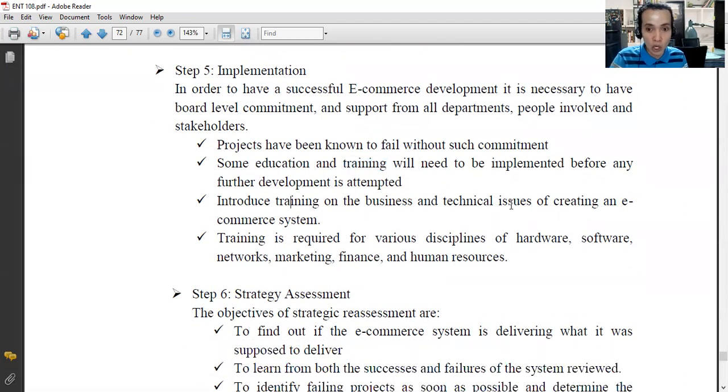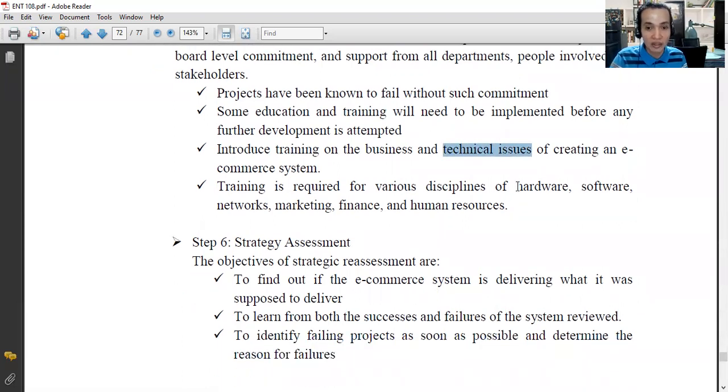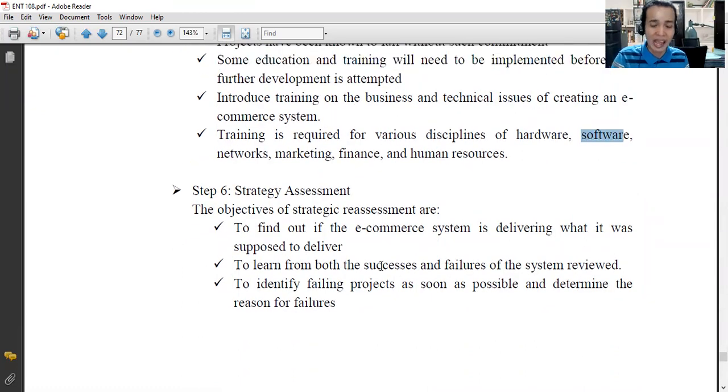Training on technical issues and other aspects such as hardware, software, and networks, etc. And lastly, strategy assessment, whether you are assessing that your e-commerce strategy in terms of implementation fits well with what was planned on the formulation stage.